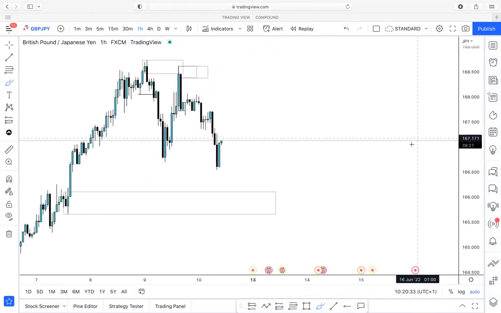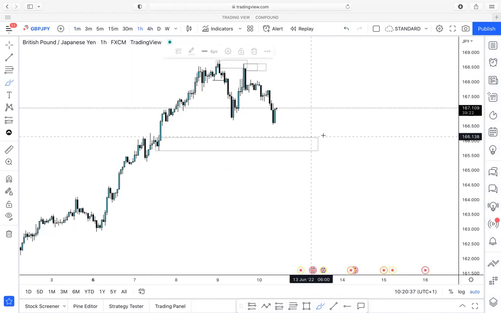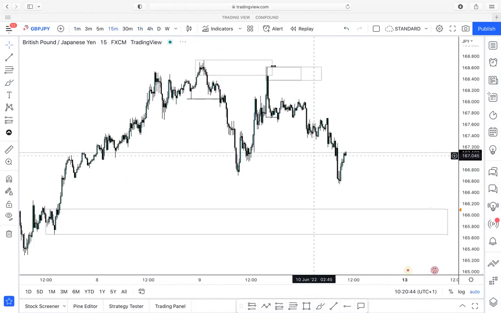So this one I looked at last night. So as you can see, once again, I would be interested in this zone. And then I had this marked out here. This was a 5-minute refinement. It didn't get to there though.